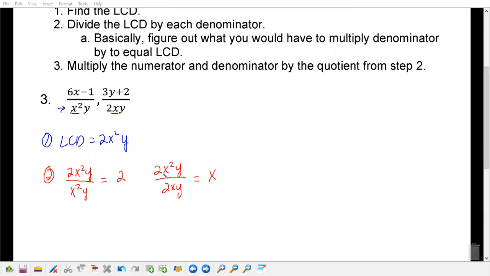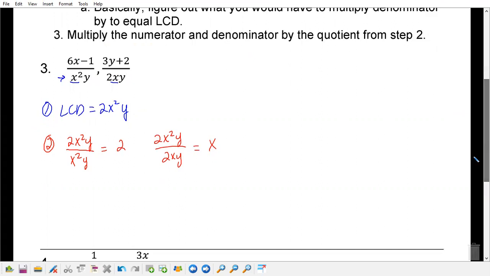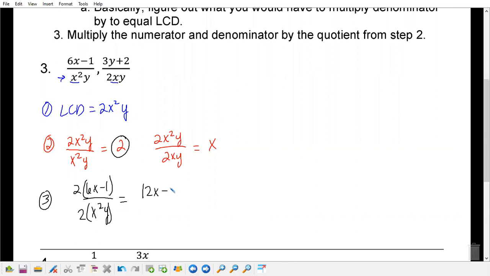Okay, step 3 says to multiply the numerator and denominator by the quotient from step 2. So I'm going to multiply the numerator and denominator of these fractions by their respective quotients. So for 6x minus 1 over x squared y, I'm going to multiply each one times 2. So numerator times 2, denominator times 2. And this is going to give me 12x minus 2 over 2x squared y.